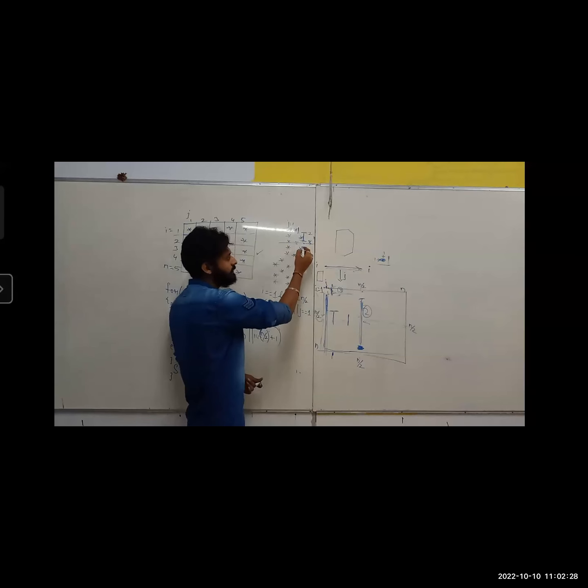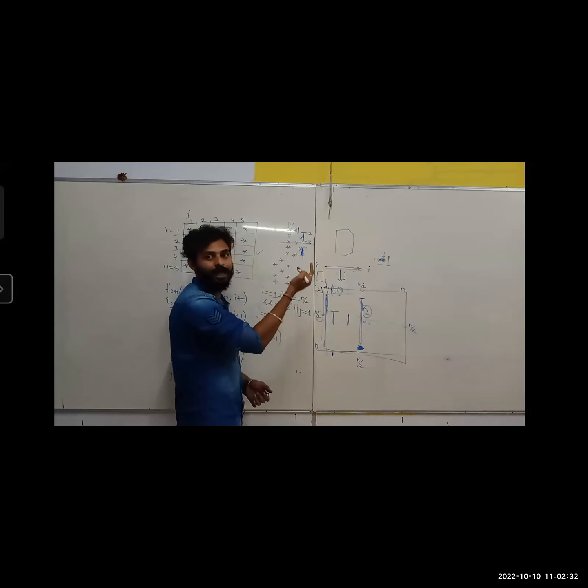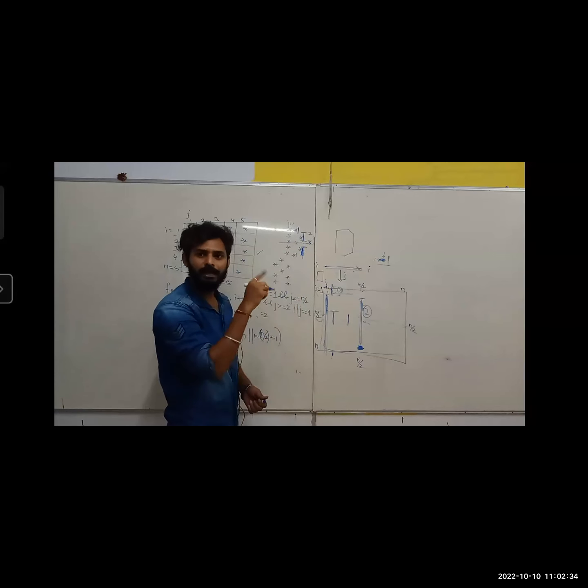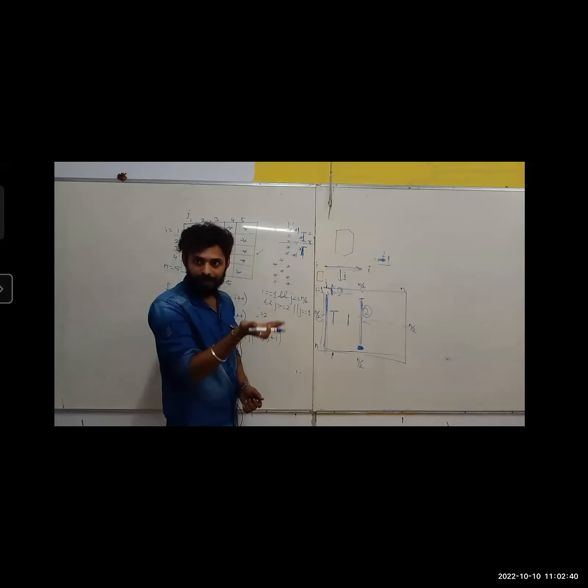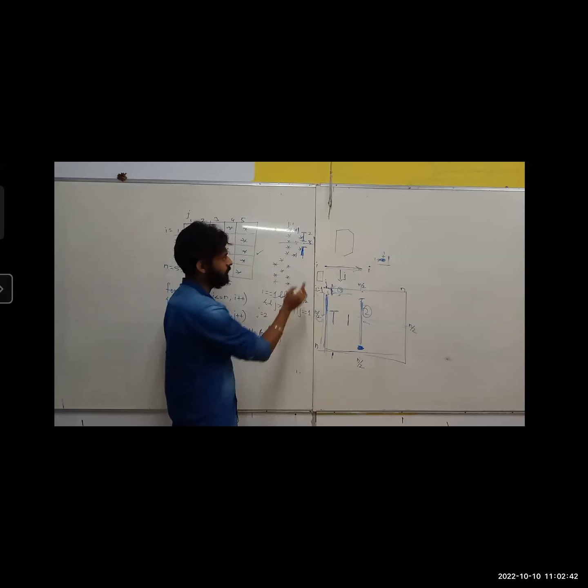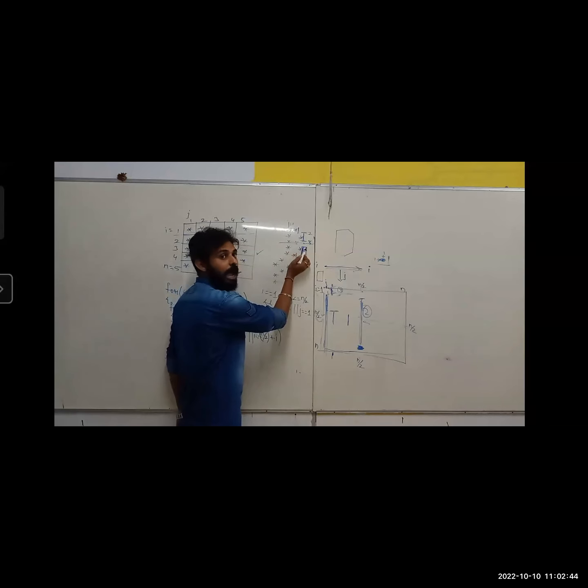Means what? J should be equal to n by 2 and I should be greater than n by 2, or otherwise greater than or equal to n by 2 plus 1. Plus 1. 3, 4, 5, like that it will go. So plus 1. And I should be less than n.